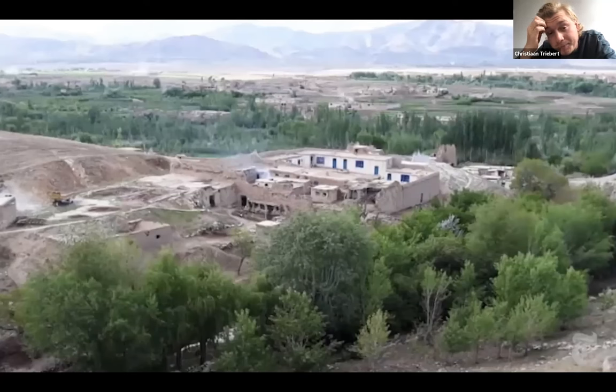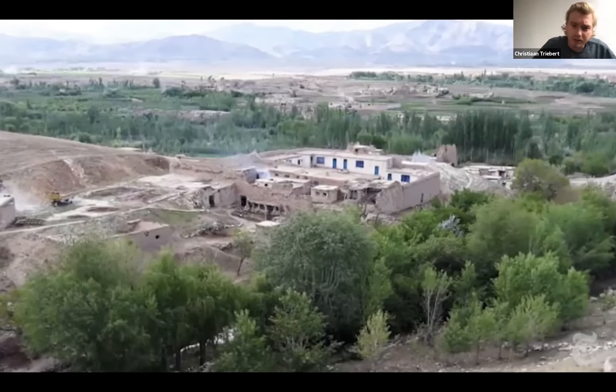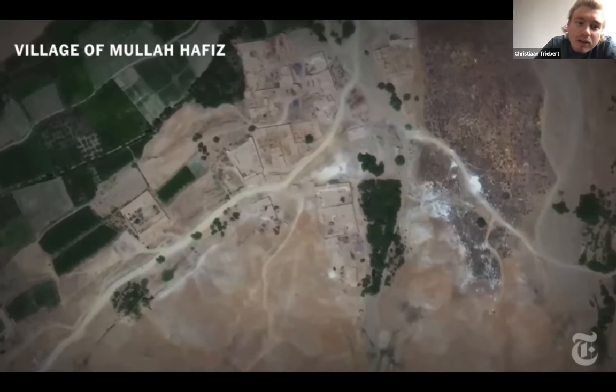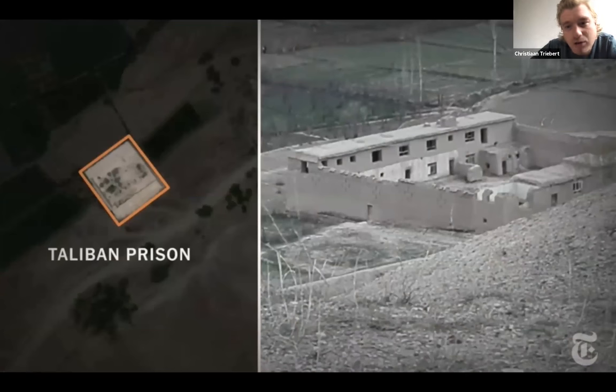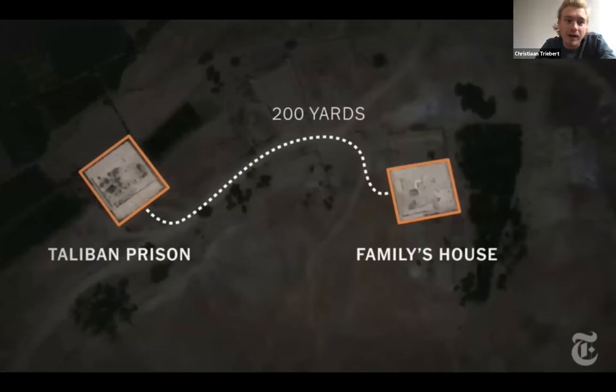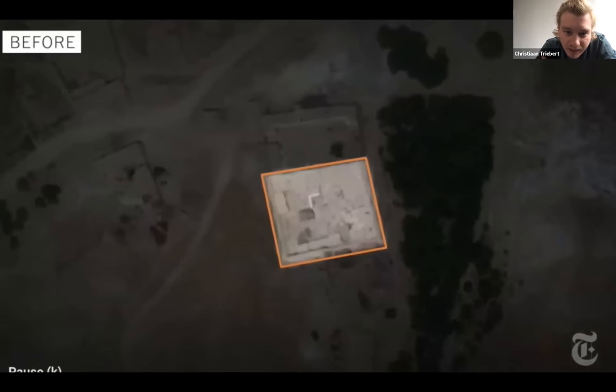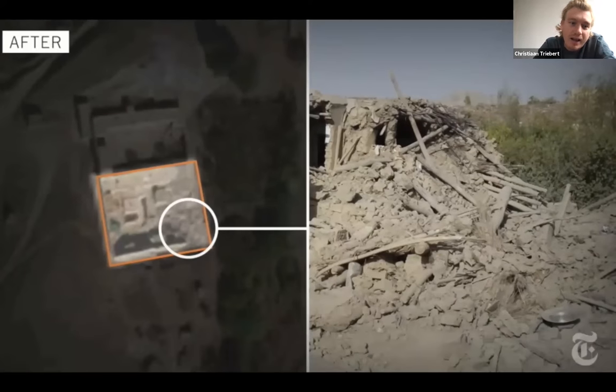But we were able to find the exact location. And an important thing to say is that we knew that a raid was going on in the village at that time. So there's a Taliban prison here where Afghan soldiers were being held captive, and Masih's house, the father, the family was staying here. And we indeed could see with before and after satellite imagery that the house was bombed between the time frame that he said, on the 23rd of September.